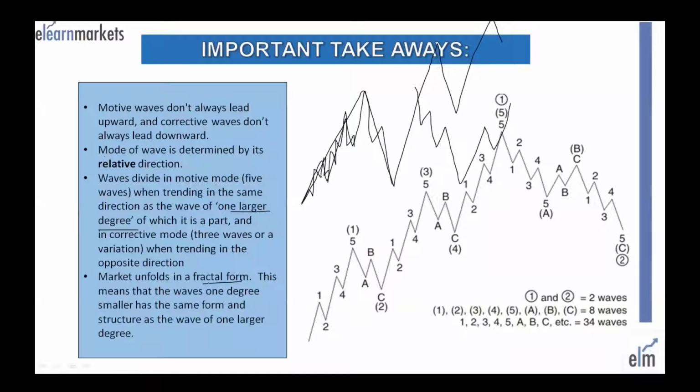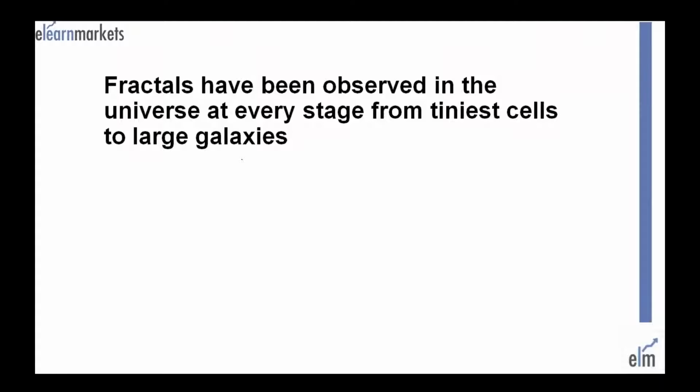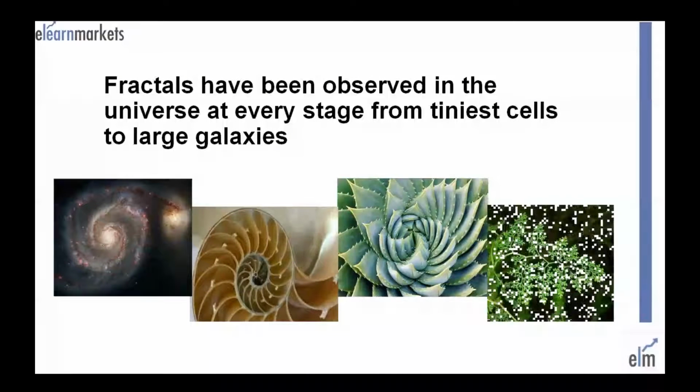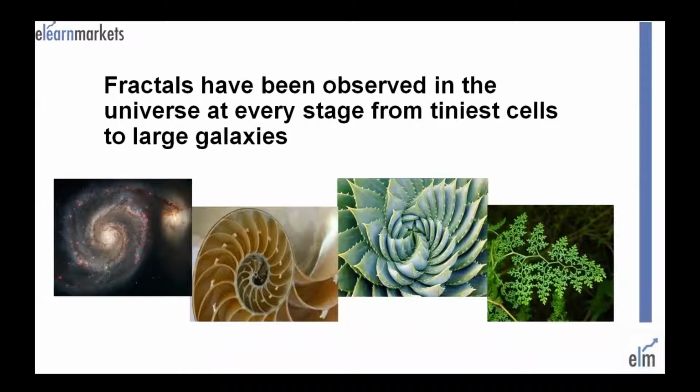Market unfolds in a fractal form. This means that the waves of one degree smaller have the same form and structure as the wave of one larger degree. Fractalism is something which can be observed at a huge scale in nature, from the tiniest cell formations to the formation of large galaxies. May it be the shape of a galaxy or the shape of shells or the arrangement of leaves, the same pattern can be observed in all shapes and all sizes, and this is called fractalism. If we focus on this particular picture, we can see that the shape of this leaf is reflected in the shape of this leaf and is reflected in the shape of this leaf as well. So this progression, this consistency in the form from various sizes, is what is called fractal.